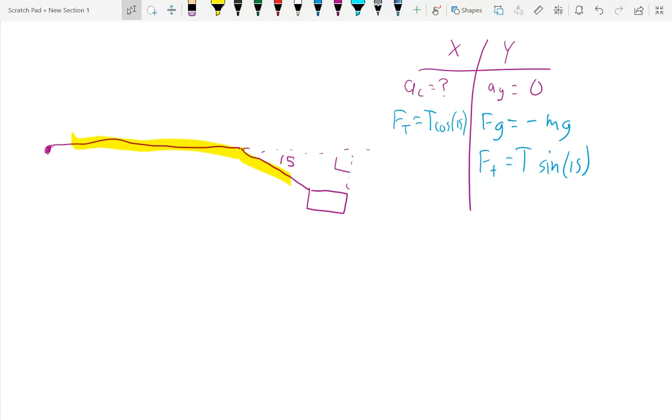And so we know that the sum of the forces is equal to just the only force in the X direction. Whereas the sum of the forces in the Y direction is equal to the force of the tension minus that of gravity. And we know that all of that is equal to 0. Oh, we also know that force is always equal to ma.